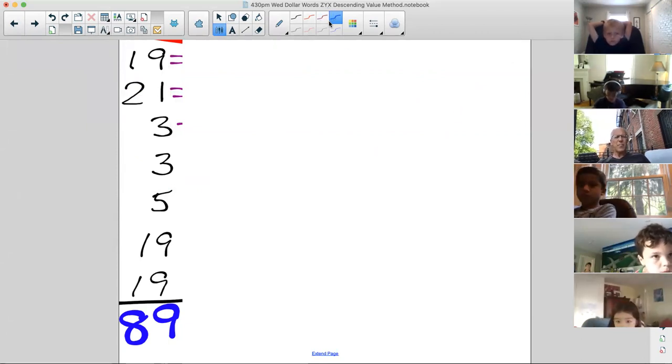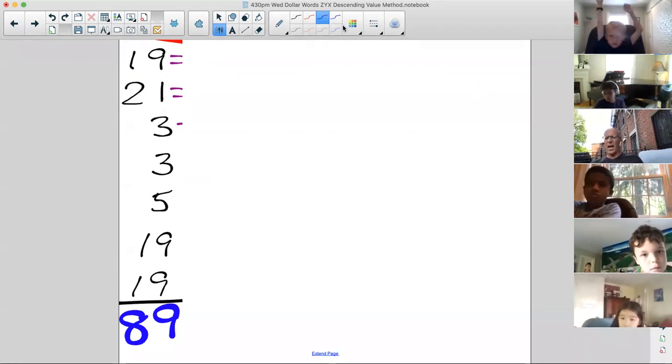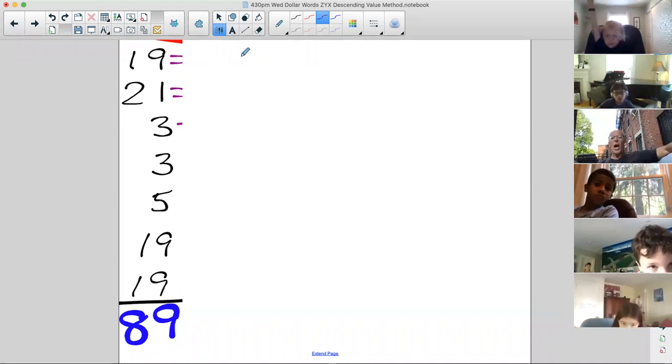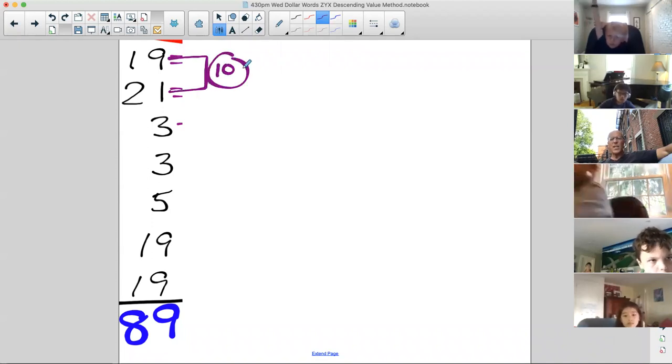Come on, guys, give me some tens. And I'm gonna ask Penny to give me the first group that makes 10. Come on, Penny. I didn't hear you. I need the first group that makes a 10 in the ones column. Which two numbers make 10? 9 and 1. Yes, 9 and 1 make 10. Does anybody see another 10?